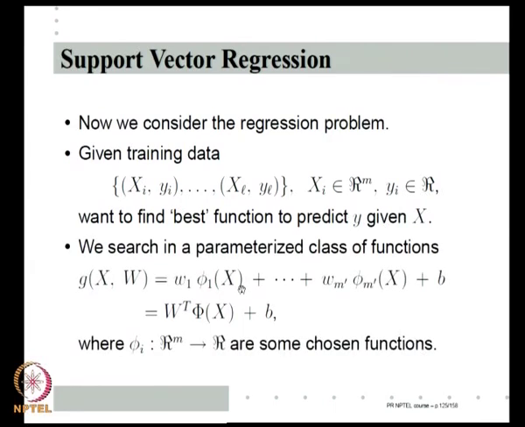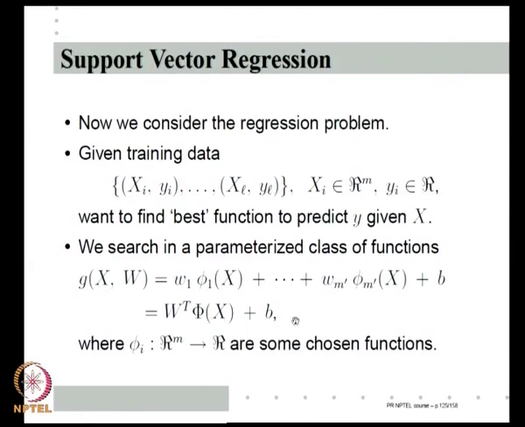So, in general, we search in a parameter class of functions. So, we are learning a function g(x, w), which is written as w1 phi 1 of x plus w2 phi 2 of x, up to wm prime phi m prime of x plus b, right, which I write as w transpose capital phi of x plus b, where each phi i is an R^m to R function. So, this is the kind of linear least squares method we see, where the phi's are pre-chosen functions. But then of course, I have to solve this m prime dimensional problem, right.